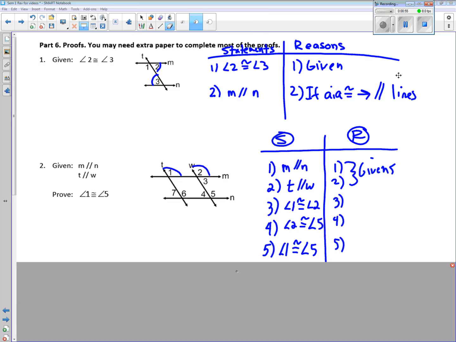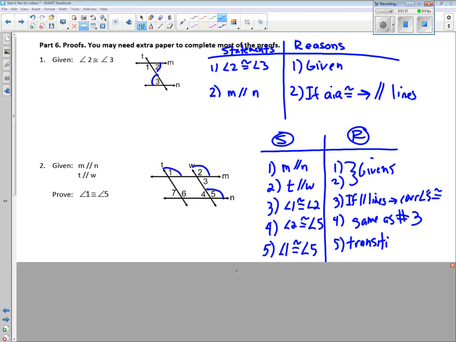So our reason here is when we have parallel lines, that corresponding angles are congruent. Same deal with 2 and 5. Since M was parallel to N, the angle that's corresponding to 2 would be angle 5. So same reason as 3, so that's what I'm going to write. And then angle 1 is congruent to angle 5. When 2 angles are congruent to the same angle, being that 1 and 5 are both congruent to angle 2, they're all congruent to each other. That's an example of the transitive property.